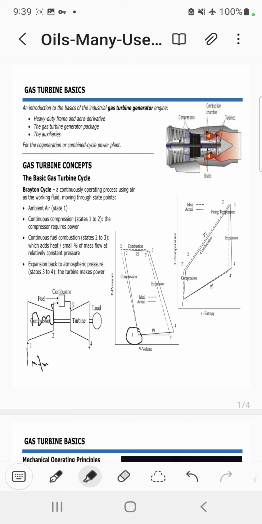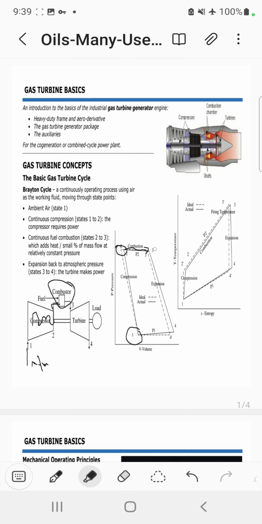Then the air goes to the combustor. Here is the second stage. From the second stage to the third stage, here we call it the combustion side. What is happening here? The air is going to the combustor side, and we add some fuel to combust the air, which produces a very high temperature. Then all this hot air or combusted air goes to the turbine.